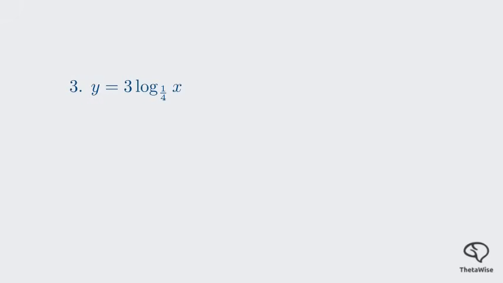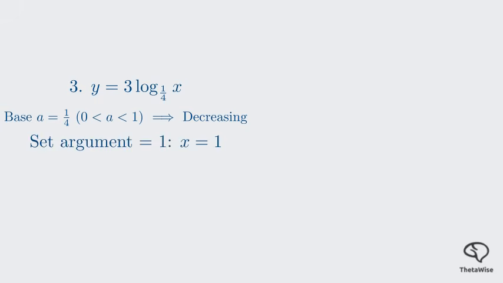Great, let's move to the final function in this example. Number 3, y equals 3 times log base 1/4 of x. Here, the base is 1/4. Since 1/4 is a number between 0 and 1, this graph will be a decreasing function. Let's find its x-intercept. Setting the argument x equal to 1, we find the intercept is at (1, 0), just like the previous graph.